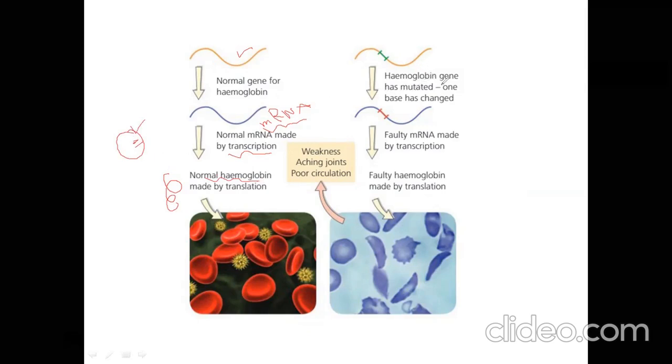But if the hemoglobin gene is mutated, so one base is changed. I told you already about this in detail in the inheritance chapter. Because of that mutation, one nucleotide, one base, changes the amino acid. The normal amino acid is replaced by an abnormal one. And when the abnormal amino acid comes in, the messenger RNA will also code for faulty protein, faulty hemoglobin.